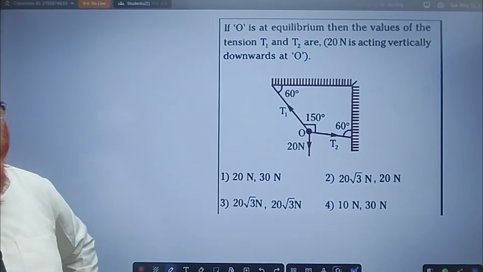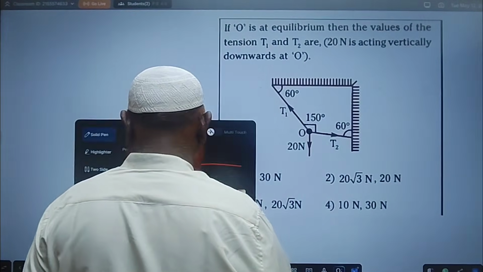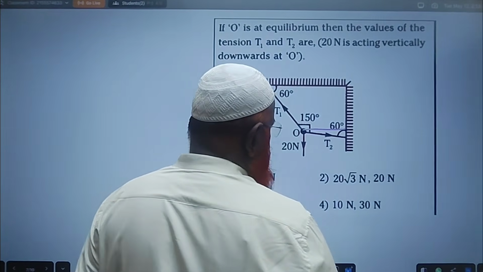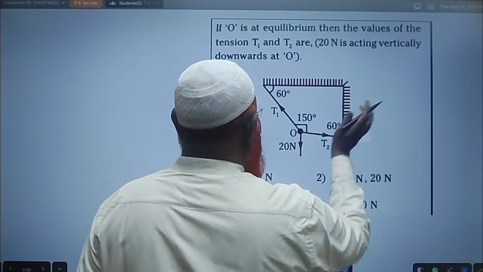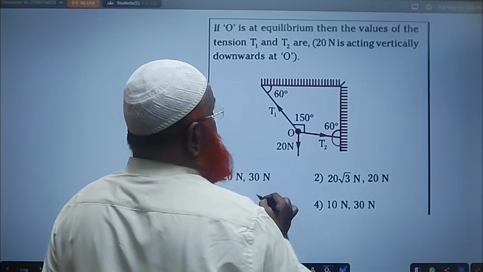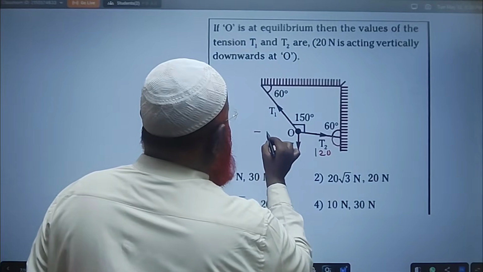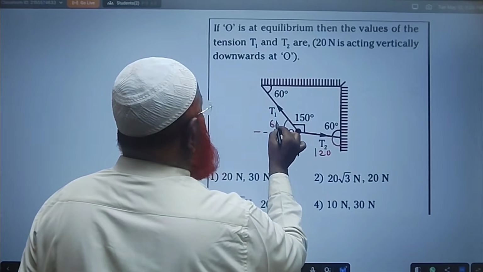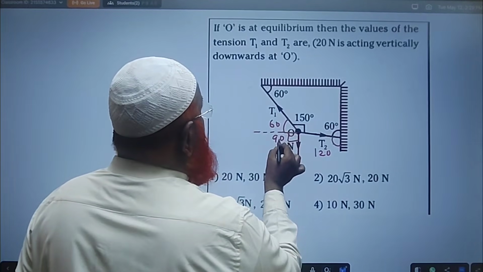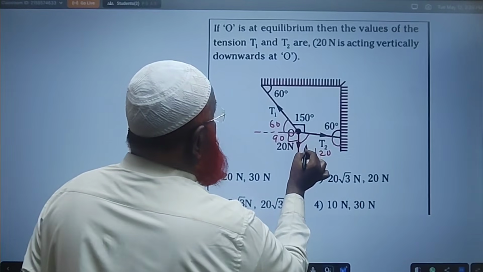Now let us apply Lami's theorem here also. What will you do? The simple thing is you can draw one dotted line like this. Understood or not? Or else you can do one more thing. If this is 60, what is the remaining? Not 30. This is 180 degrees, so this is going to be 120. If I draw one horizontal dotted line, if this is 60, and this is 90, then 90 plus 60 is 150, so this is going to be 60.